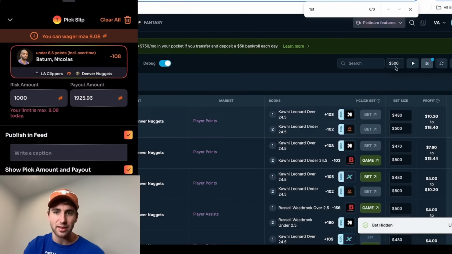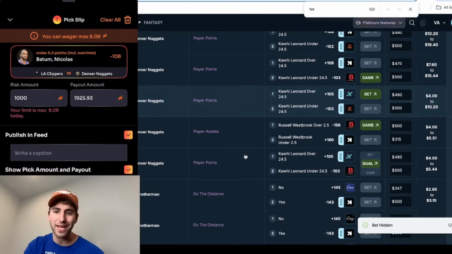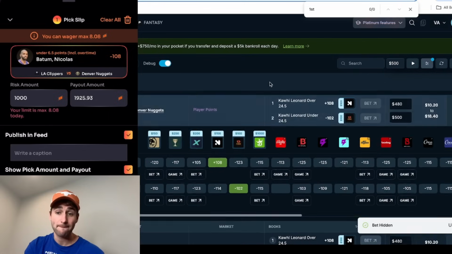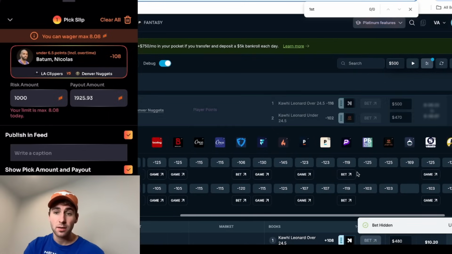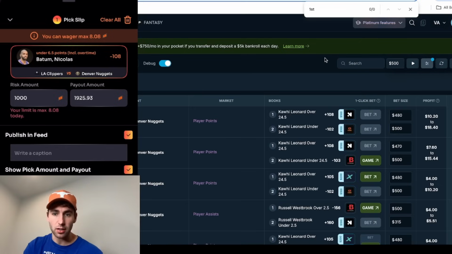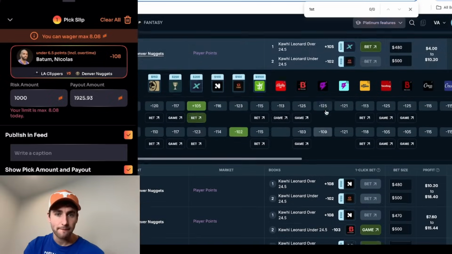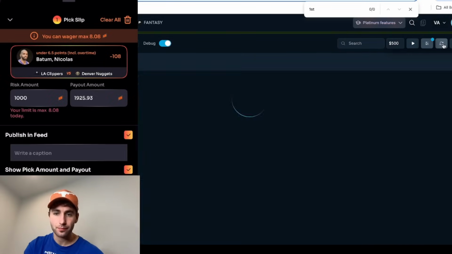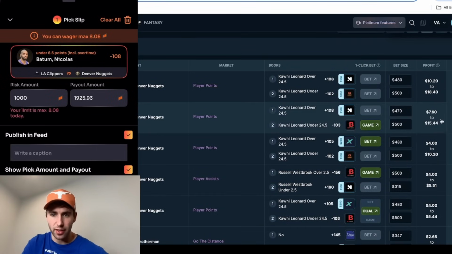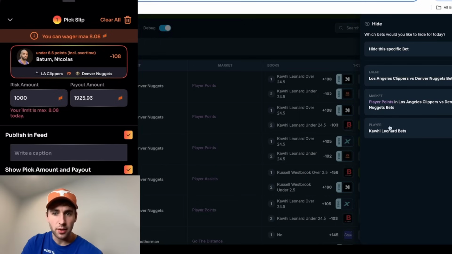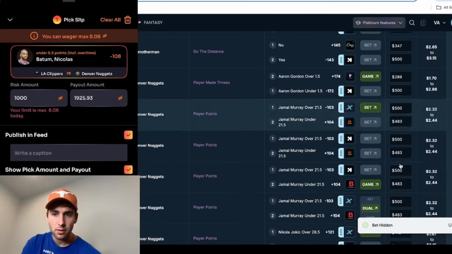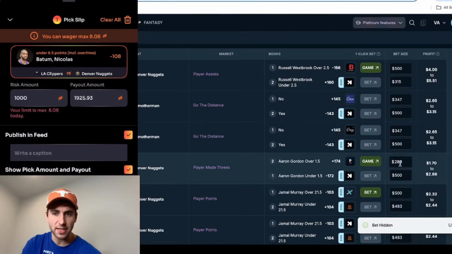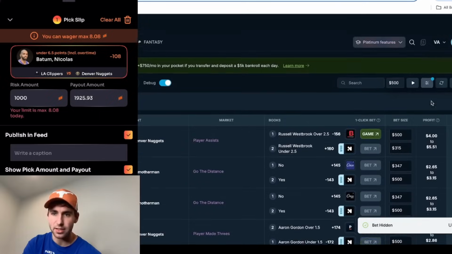FanDuel just adjusted their odds. So there is a speed component here. What is going on, Kawhi? What's the deal with Kawhi, guys? So let me refresh this real briefly. So you can see BetOnline, I mean, so maybe this is the last play. Well, it actually looks like Kawhi moved.